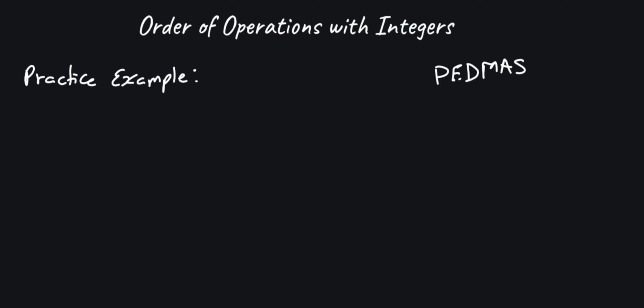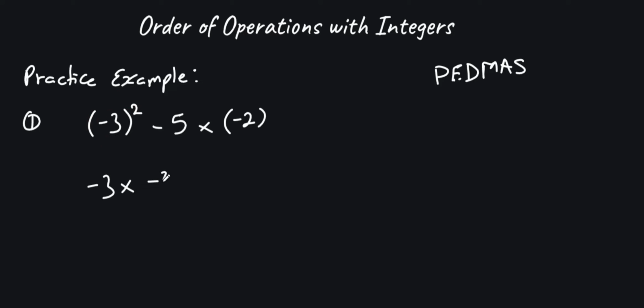Okay, let's work on some practice examples. So, negative 3 squared minus 5 times negative 2. So we have an exponent, which is this here. Let's first work with that. How do we solve this? Well, this is the same as negative 3 times negative 3. What's negative 3 times negative 3? 3 times 3 is 9. Negative and negative is the same, so it becomes positive. So it gives us 9.